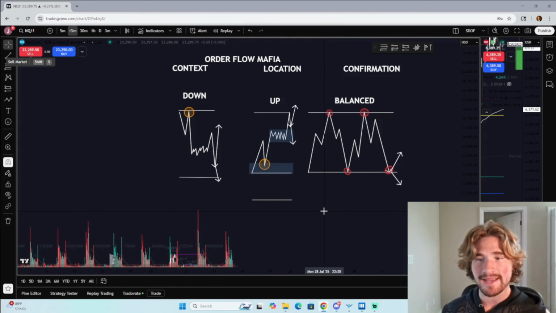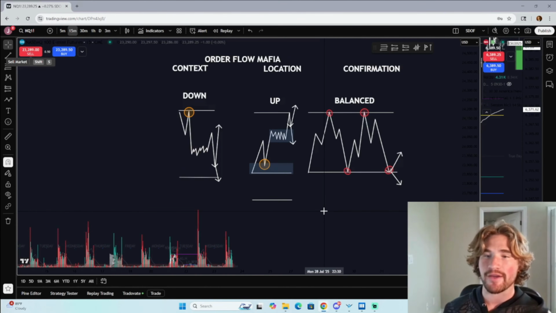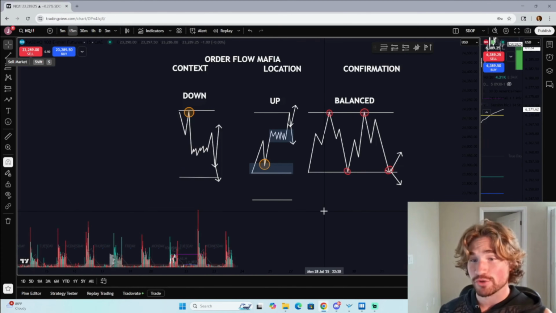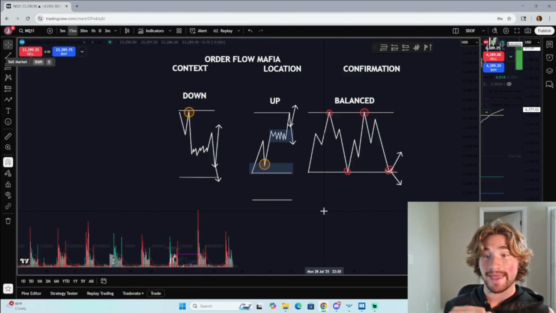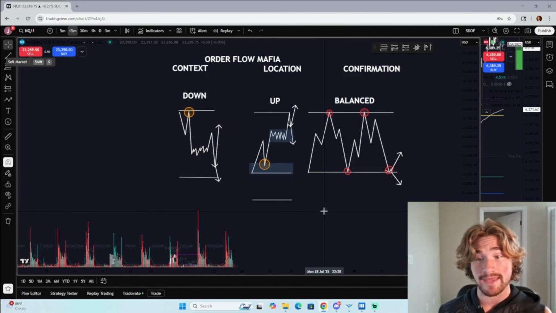If the context of the trend, the location of where the market is at, and then through confirmation identifying if a buyer or seller is in control in this range, if all three of these things can align and they tell you the exact same thing of where the market is going to go, you are going to have a much higher quality win rate, first of all, and you're also going to eliminate trades that may conflict.